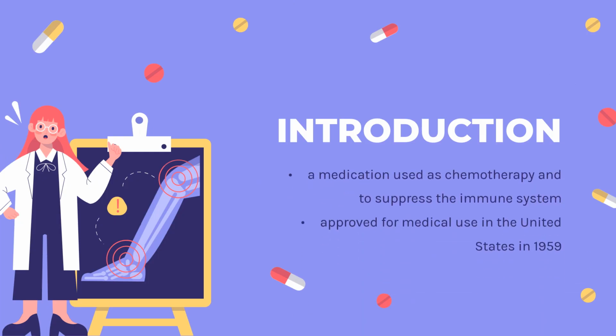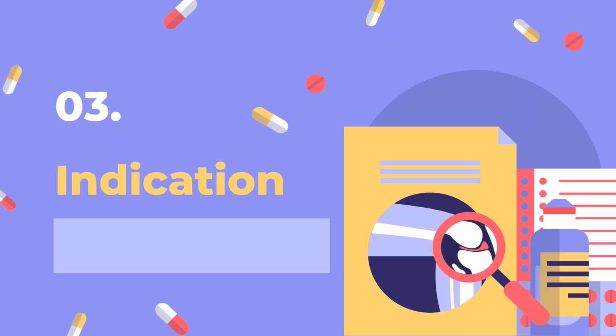What is cyclophosphamide? Cyclophosphamide, also known as cytophosphane among other names, is a medication used as chemotherapy and to suppress the immune system. As chemotherapy, it is used to treat lymphoma, multiple myeloma, leukemia, ovarian cancer, breast cancer, small cell lung cancer, neuroblastoma, and sarcoma. Cyclophosphamide was approved for medical use in the United States in 1959. It is on the World Health Organization's list of essential medicines.